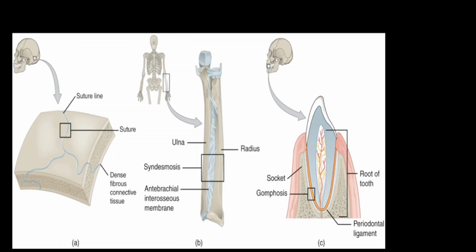Alright, here in this picture we can see the suture line of the skull. We can also see the interosseous membrane between the ulna and the radius, and this would be syndesmosis. And now syndesmos literally means ligament. Because the length of this fibrous tissue is much longer than what we have here, it allows for more mobility.